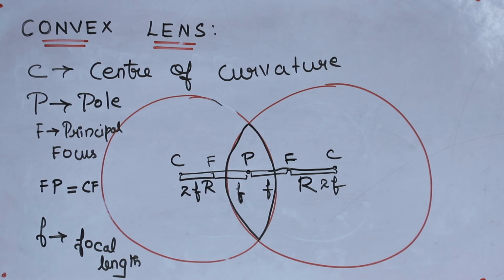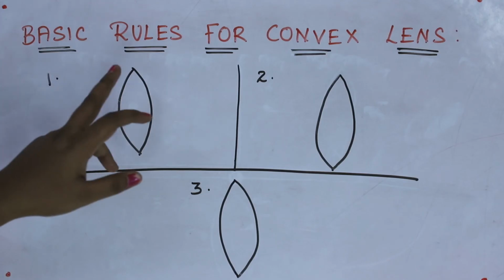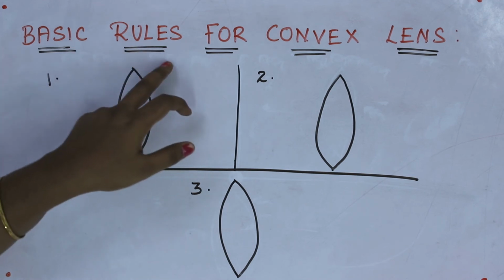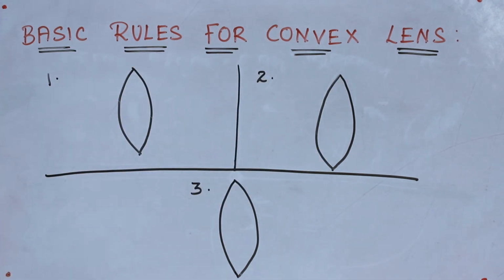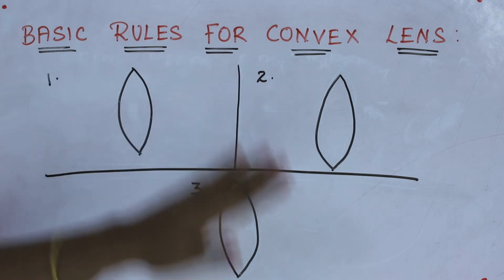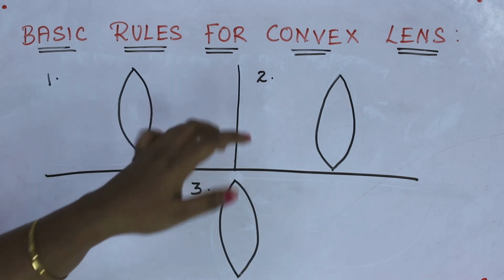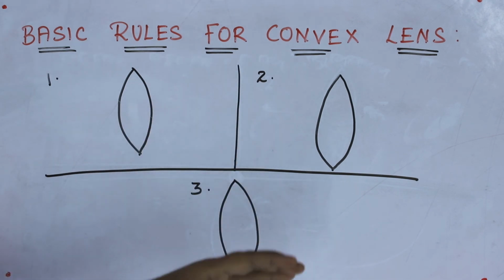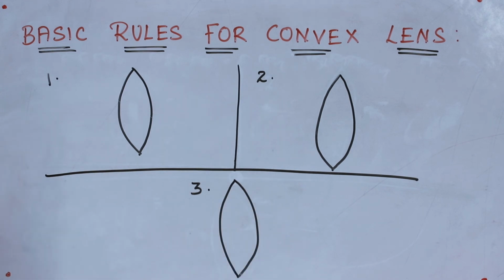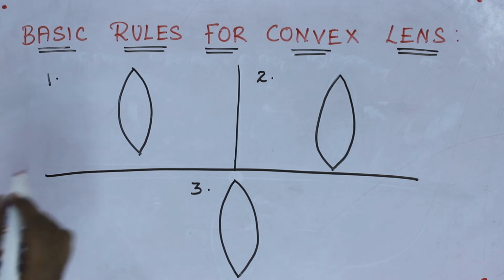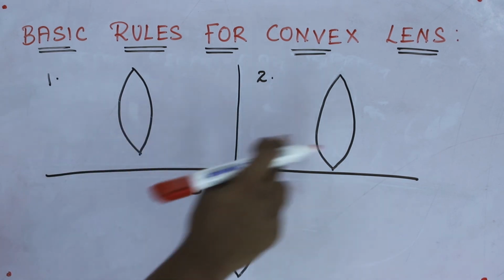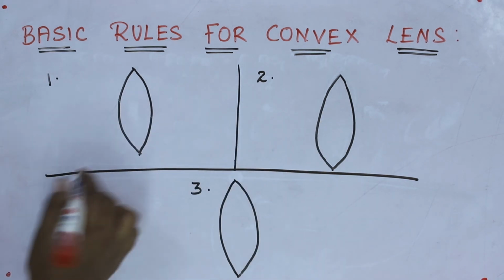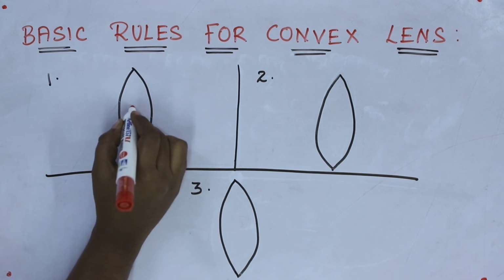Now we are going to see the basic rules for the convex lens. We have 3 rules to be followed. If we are clear with these rules, further we will know about the sign convention. I will explain what the sign convention is in the forthcoming class. Now see, I have drawn for 3 rules. I have drawn 3 convex lenses here. You know what the midpoint is? It is said to be the pole.